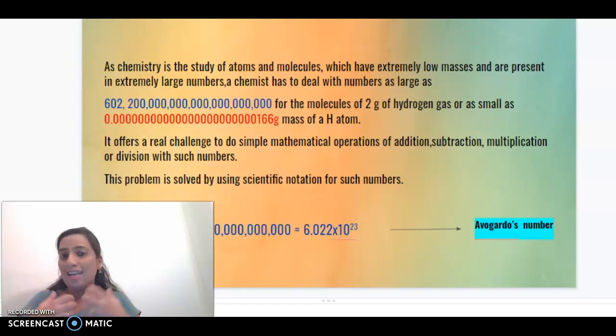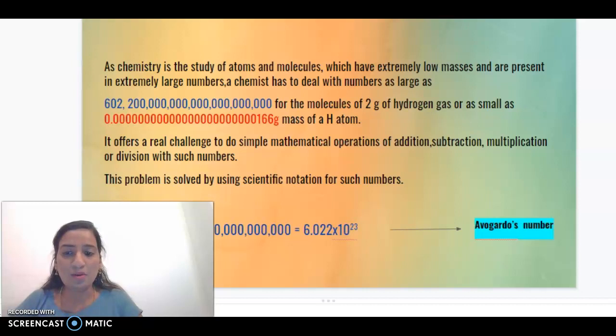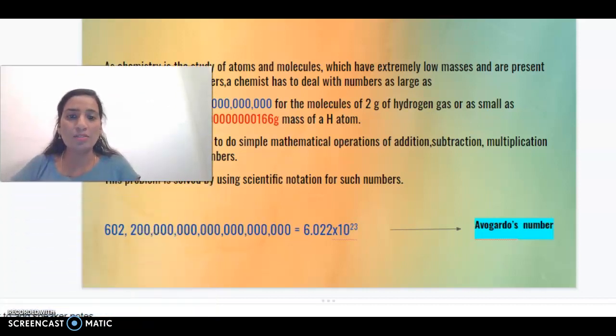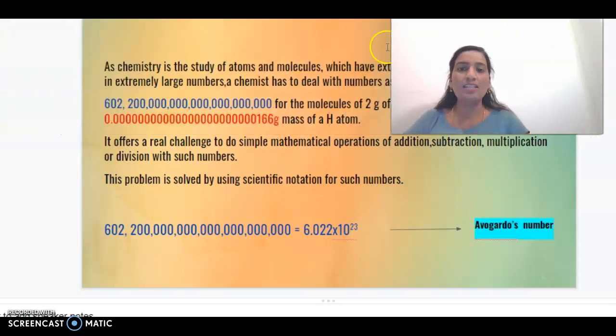And it's really a challenge to do simple mathematical operations like addition, subtraction, multiplication, division with such big numbers, right? With such numbers, it's really a pain. And this problem is solved by using scientific notation. We can say this big number can be written like this using scientific notation. So let's see what scientific notation is and how we express very large numbers in scientific notation.